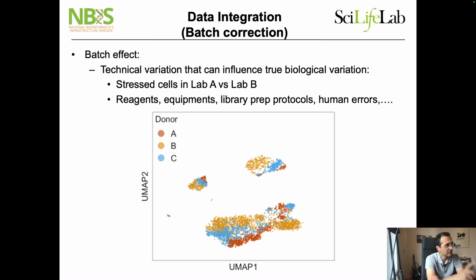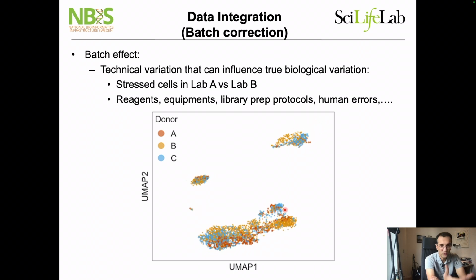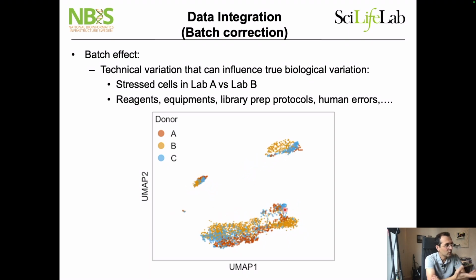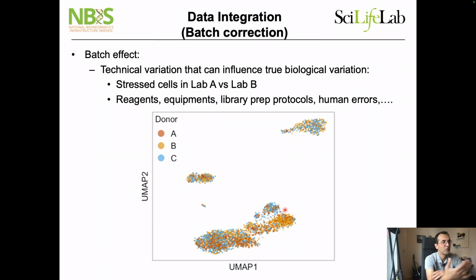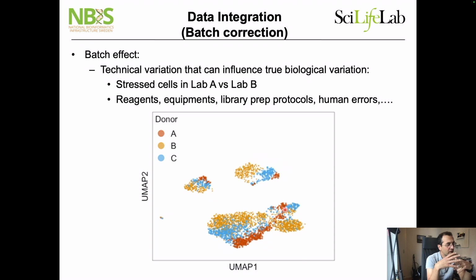So let's talk about data integration or batch correction. This animation in a way shows the picture that you saw in the UMAP. We can see samples, we can distinguish the samples. But after integration or controlling for technical variation, we can see that we have a better overlap of the cells that can have potential overlap, potential similarity.